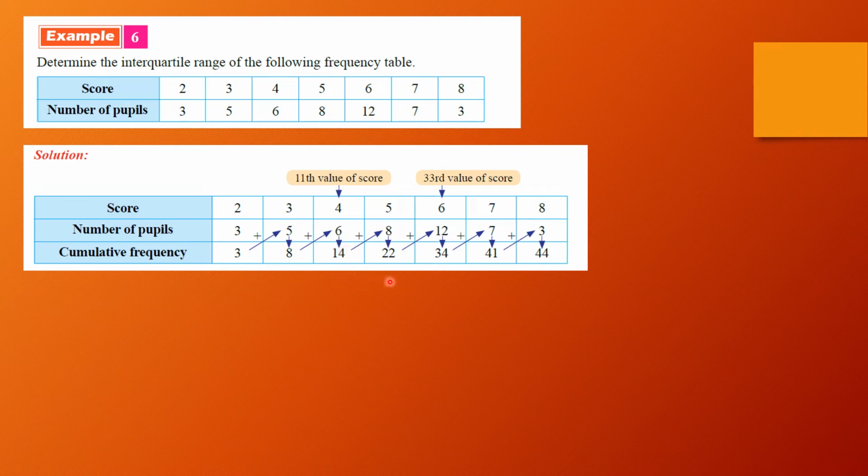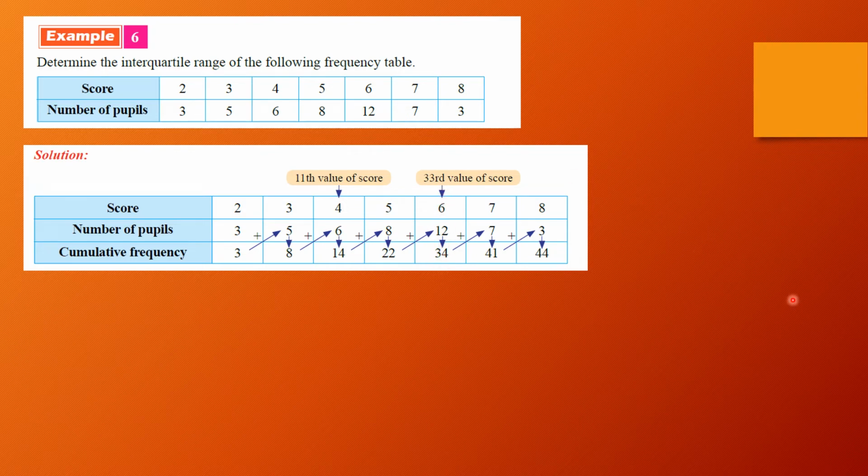So same goes for the third quartile. Third quartile is 3/4. That is 3 over 4 of the pupils, that is 3 over 4 times 44. So you get 33. Where this 33 lies? Okay, we can see until score 5 we got 22 and score 6 we got 34. That means 33 is at score 6.